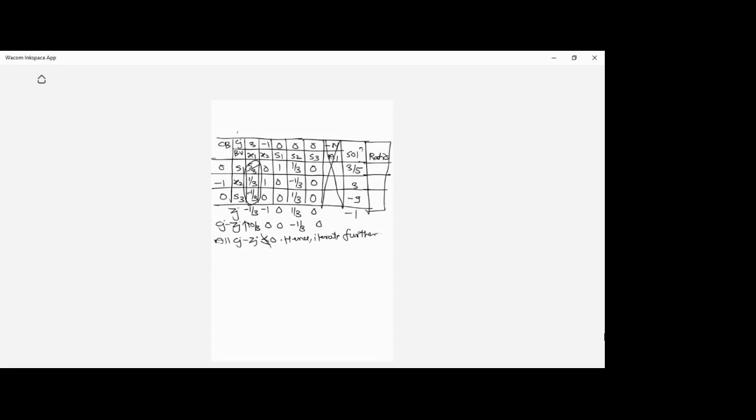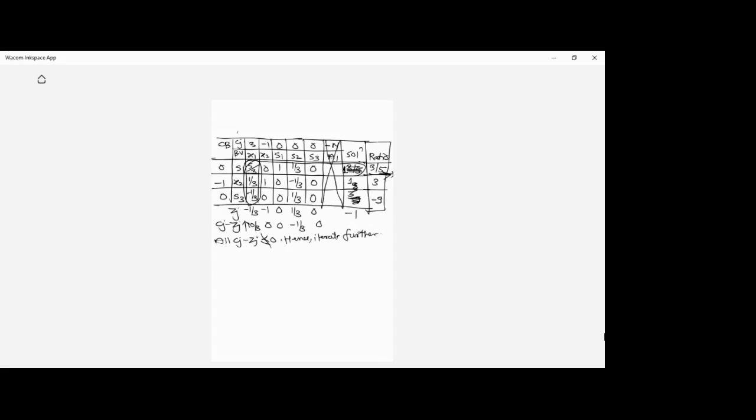Ratio will help us find the key row, right? Sorry, I made a mistake. The solution values were 1, 1, and 3, and all these were the ratio values. So 3/5, 3, and -9 are your ratio values. According to this, 3/5 is the smallest value, and this acts as your leaving variable, right? So this row will be your key row, right?